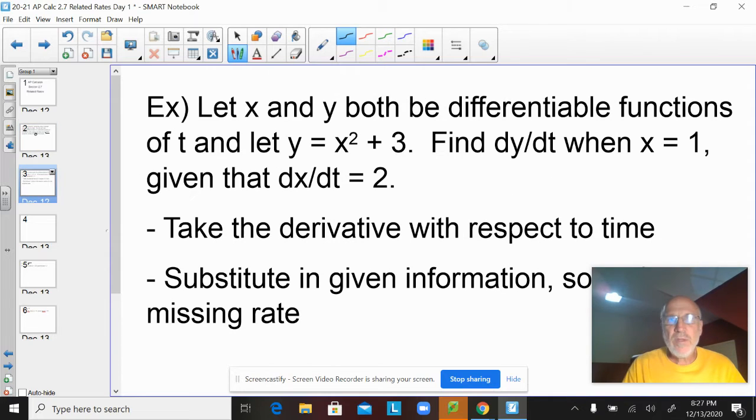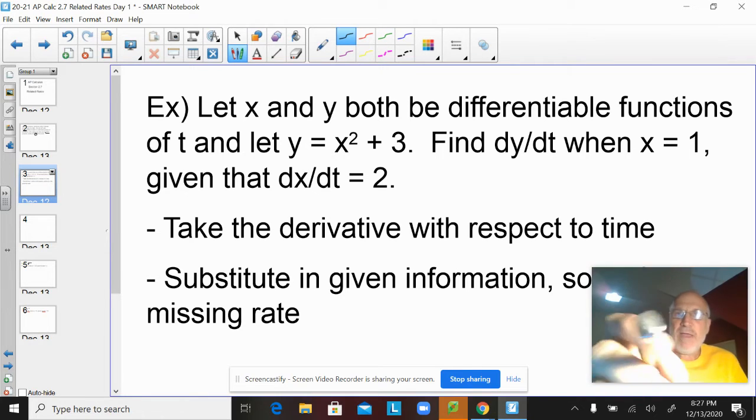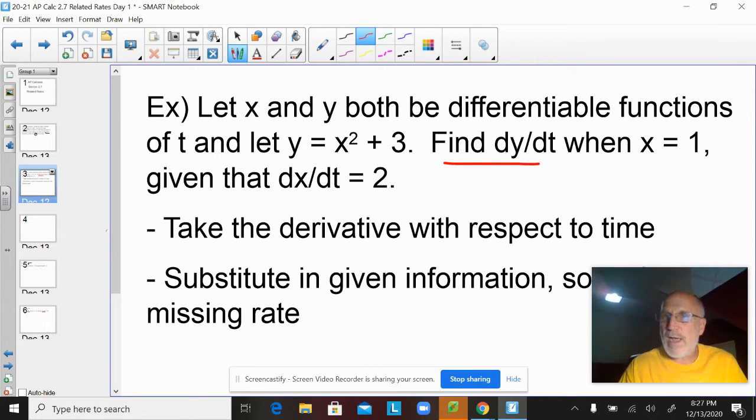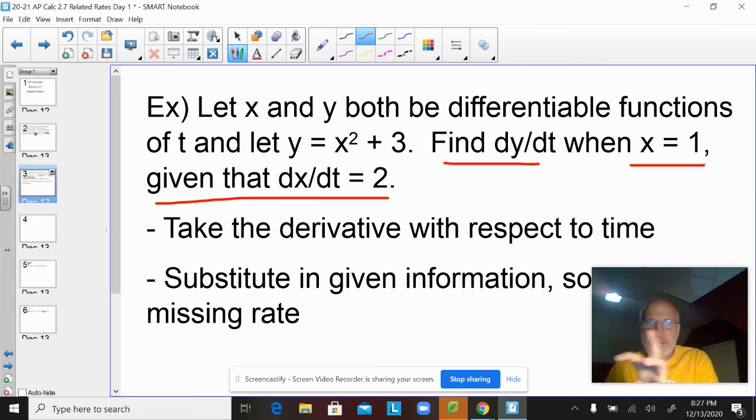So here's our first example. It says let x and y both be differentiable functions of t, and let y equals x squared plus 3. Fairly straightforward equation. Now, here's the way these will look as far as what the question will ask. It'll say find dy dt when x equals 1, at a particular value of x, given that dx dt equals 2. So you'll notice that there are two variables here, x's and y's. And since we're going to take the derivative with respect to time, our derivative is going to end up with both dx dt and dy dt in it.